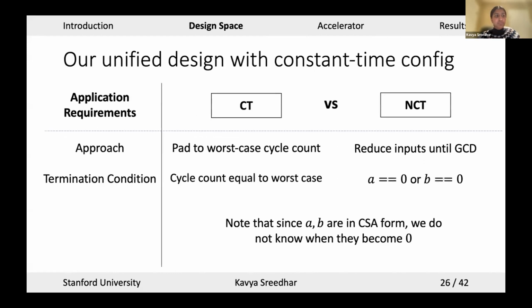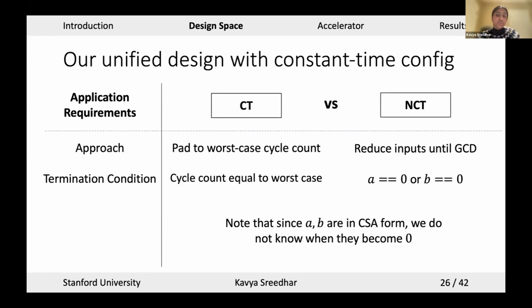So finally, if we come back to our last axis, application requirements, for our non-constant time implementation, we do what all GCD algorithms do, which is reduce your inputs until you have the GCD and one of your numbers is 0. For the constant time case, we have a configuration bit that indicates when to do this kind of operation. And we have our algorithm run for the worst case cycle count, so the iterations required for the worst case inputs.